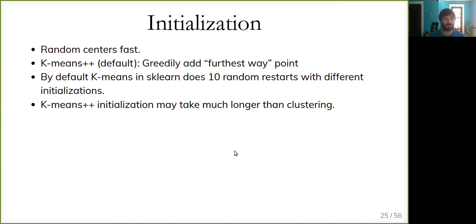However, you have to compute the distance of the points you picked so far to all the data points, and so this can be very computationally intensive. In some cases, doing this initialization may take longer than the clustering. So if you look for many cluster centers, or if you're very high dimensional, maybe try random initialization because it's much faster.